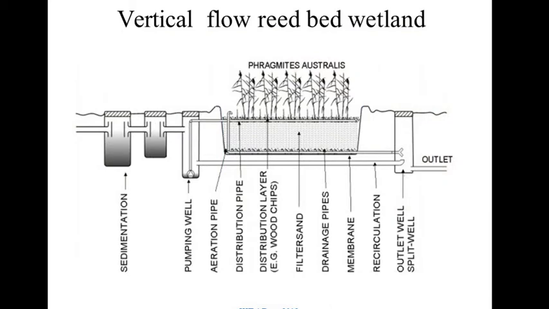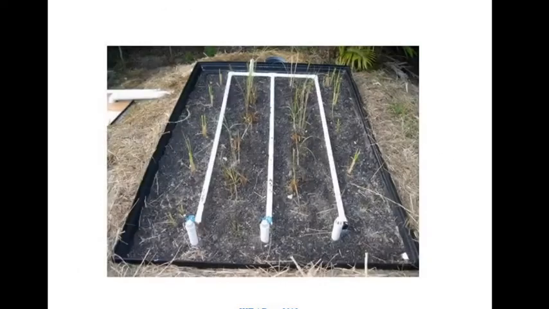Next, vertical flow reed bed wetland plants. Same again: the sedimentation, then pumping well, then aeration pipe, then distribution pipe. Next, filter sand, drainage pipe, membrane, recirculation, and the Phragmites, that is the constructed wetland plants. You can see the structure like this. We can spray the wastewater over that bed of filter, and you can see that green color, that is the constructed wetland plants.